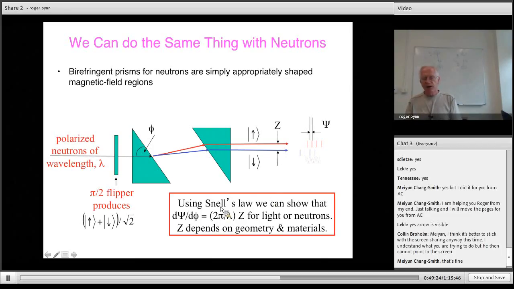What you can find out if you just use Snell's law, and you don't need to know anything about neutrons, is that the change in phase here, delta psi, due to any change in this angle here, is just equal to this constant, 2 pi over lambda, where lambda is the wavelength of whatever radiation you're using, times the separation between these two states.